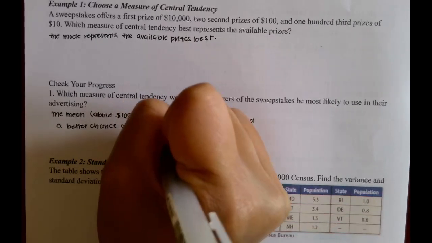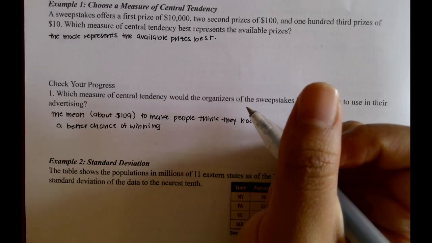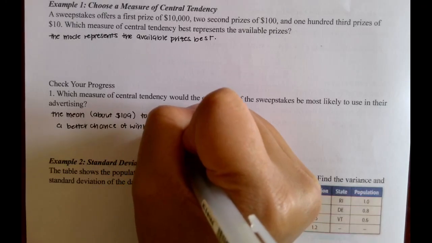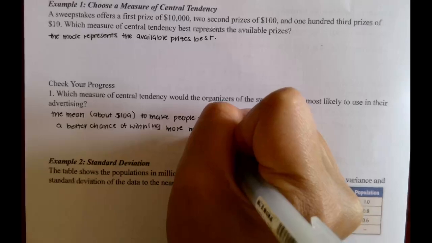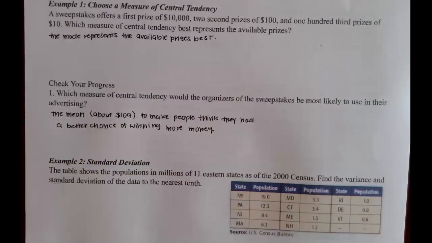Because if you use the mode and you said, oh, most people are going to win $10, they're probably not going to go through all that work of signing up for this sweepstakes. But if you told people, hey, the mean or the average of the amounts of winning is $109, then people are going to think, well, what you said is true, but it gives people a false understanding, a misconception that they're actually going to win more money, when the reality is that's probably not true.